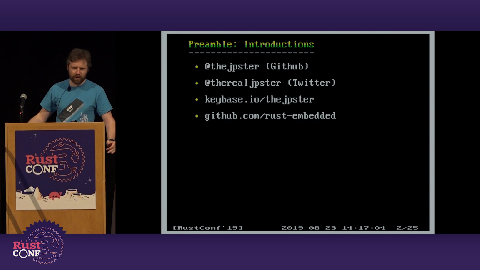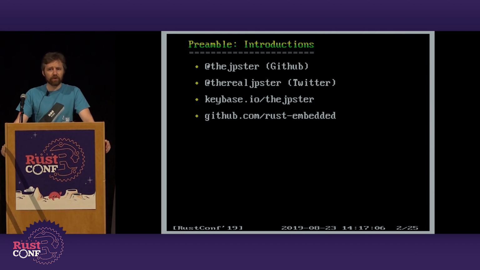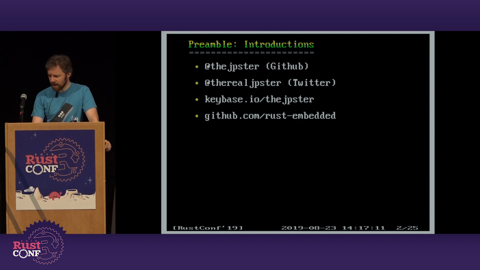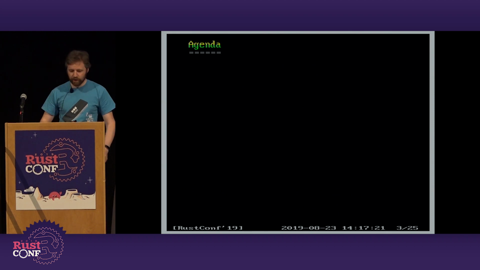And I belong to the Rust Embedded Working Group, and you can find all of the Embedded Working Group materials on GitHub/Rust Embedded. Check it out, some great stuff on there. We've got a number of books that are embedded related and a whole bunch of other materials, so have a look.